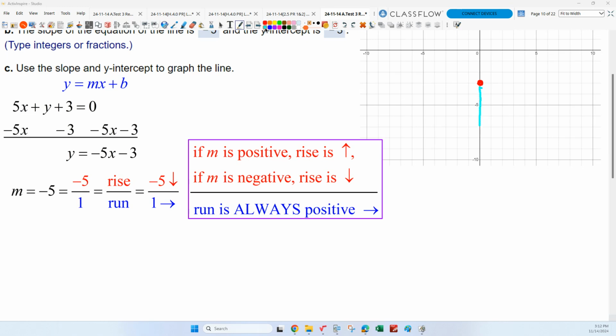1, 2, 3, 4, 5. And we're running by positive 1 to get our second point. And then all you have to do is connect and extend, which the graphing tool does for you anyway, right? You just have to enter the 2 points. Okay? Give me thumbs. That makes sense? All of those are the same.